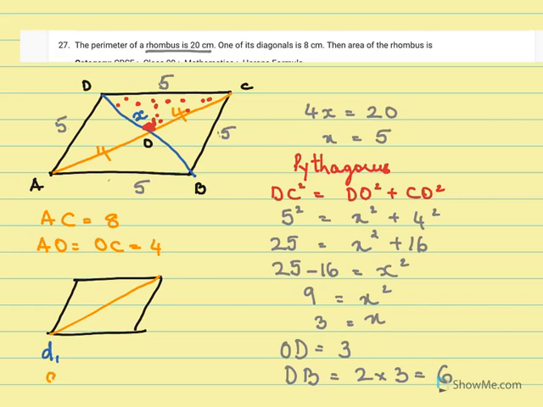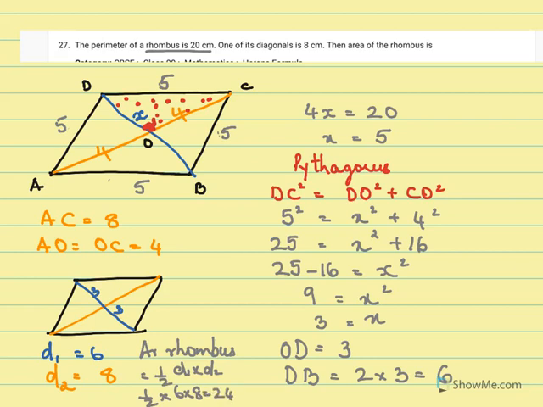And we have the other one, D2. This orange one, we have already seen, is 8. And the other one, which we have found out now, was 3 and 3, which is 6. Now, the area of a rhombus is half D1 into D2, which is half 6 into 8. And the answer is 24 centimeter square.